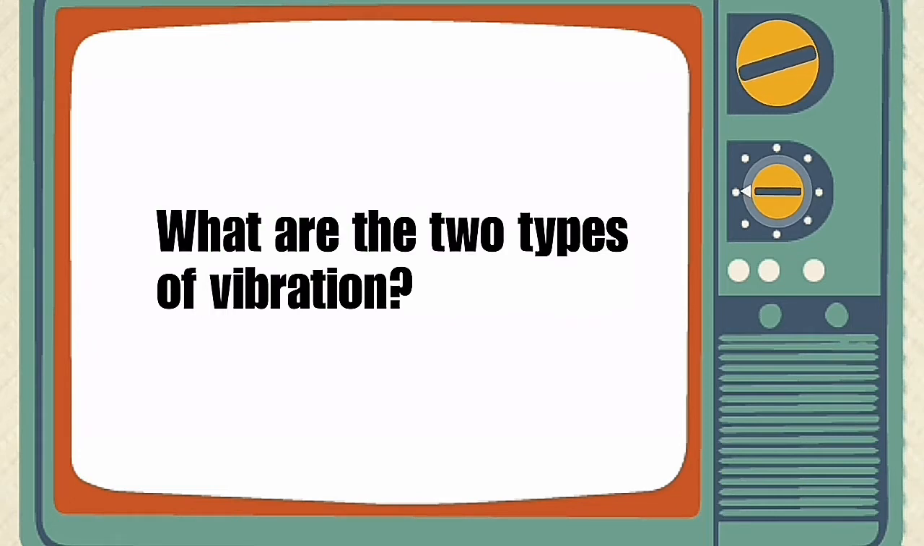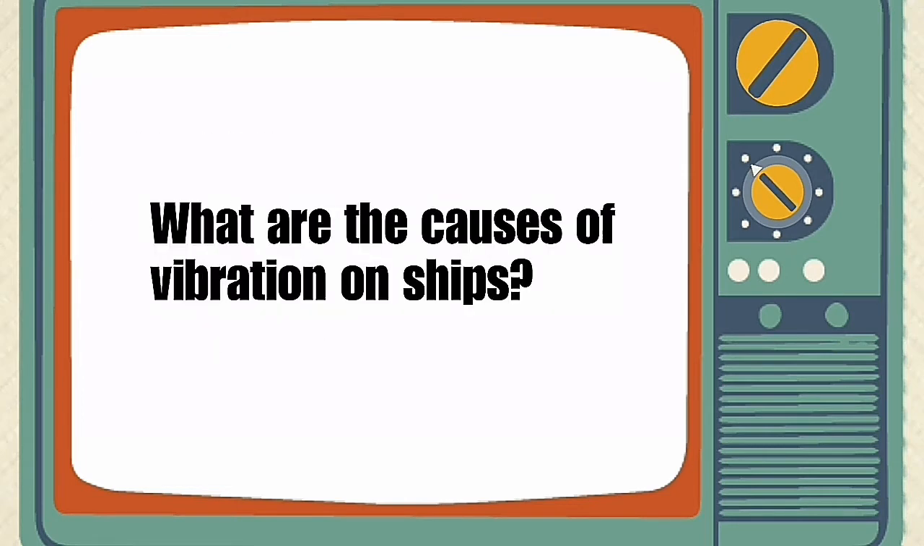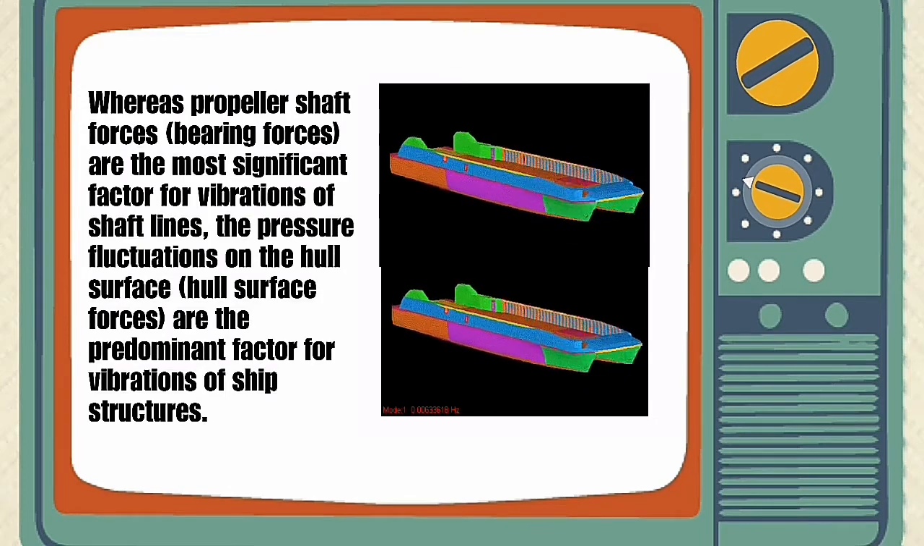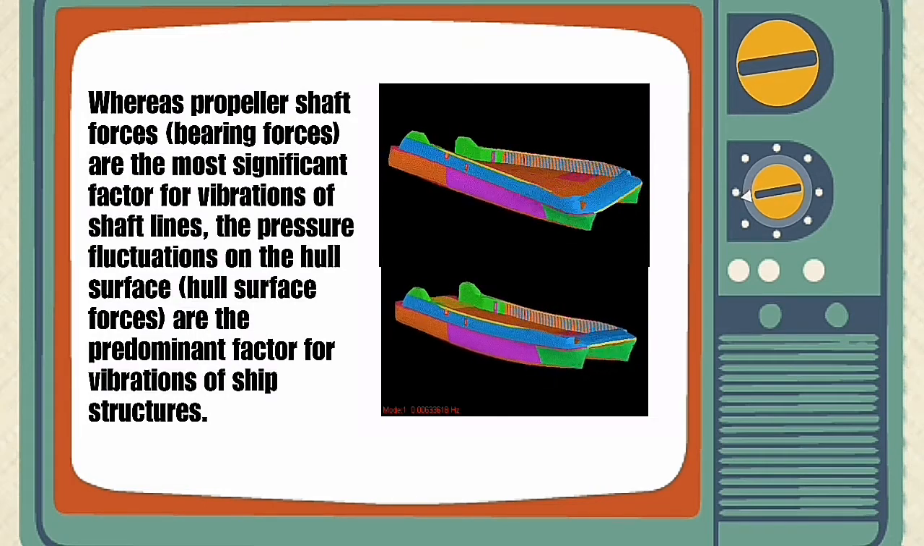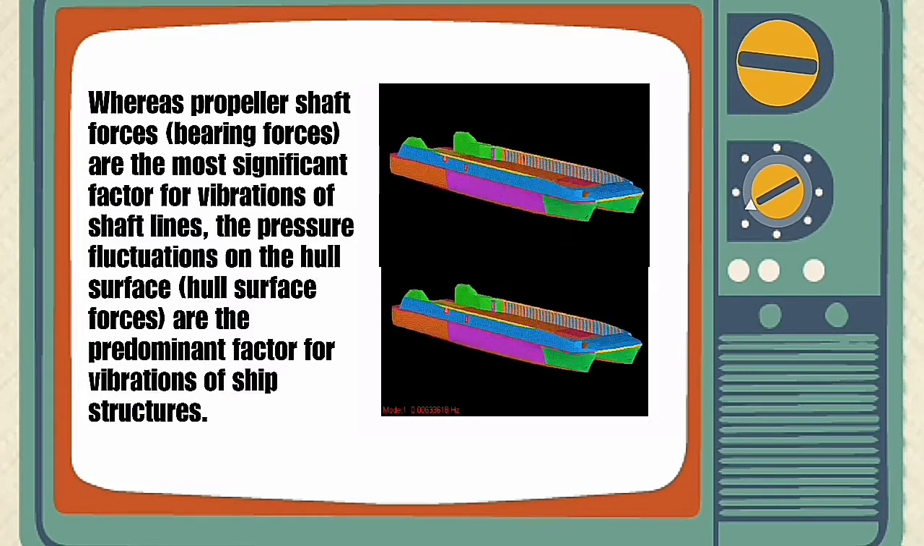So what are the two types of vibrations? There are two types of vibration, the whole body vibration and hand-arm vibration. Both can cause ill health. What are the causes of vibrations on ships? The propeller shaft force and bearing force are the most significant factors for vibrations of shaft lines. The pressure fluctuations on the hull surface are the predominant factors for the vibrations of ship structures.